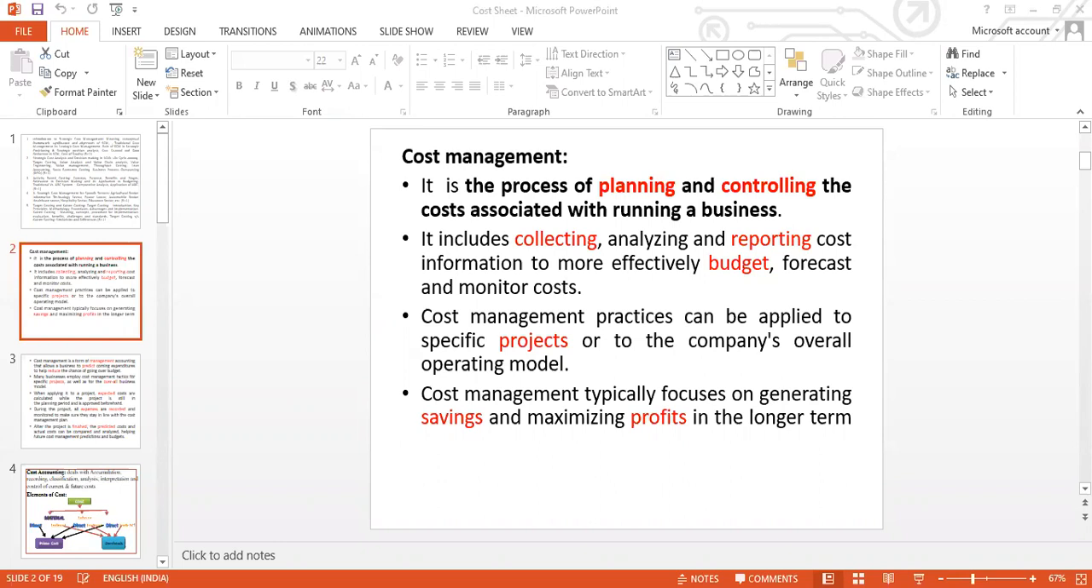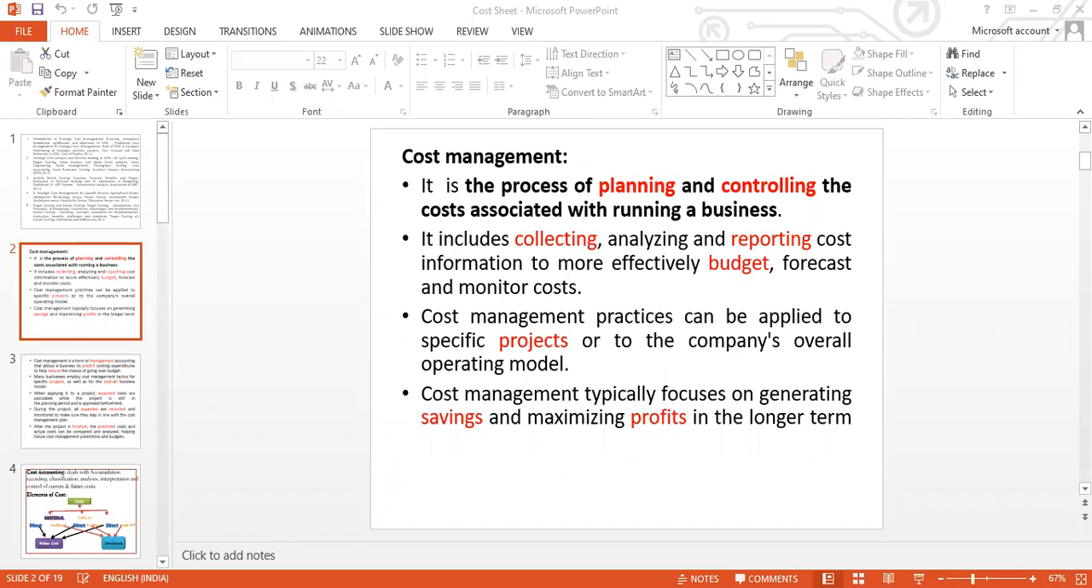Now, in cost management, it is the process of planning. हम लोग क्या कर रहे हैं, प्लान कर रहे हैं. क्या प्लान कर रहे हैं? So we are going to plan the various resources, various activities. It is the process of planning and controlling cost associated with running the business.